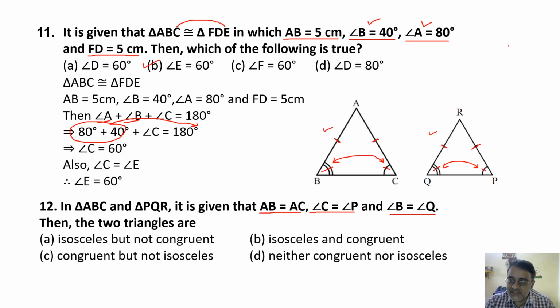So this can be smaller and it can also be bigger. So the correct option is option A. This is clear to all of you? Yes, sir. Okay.